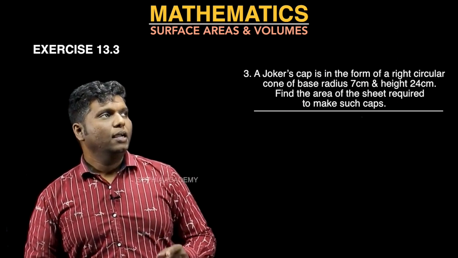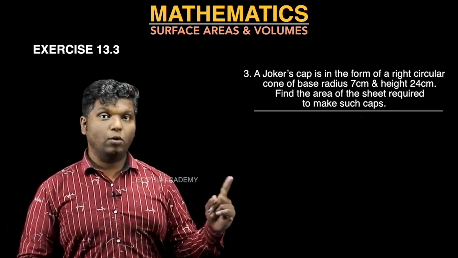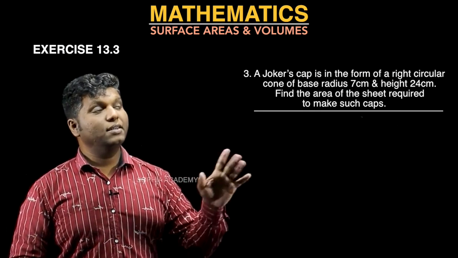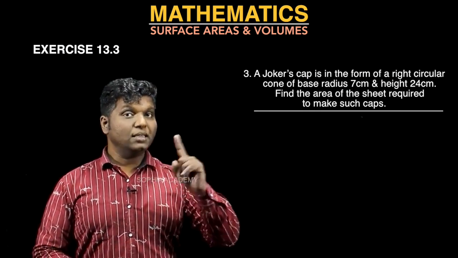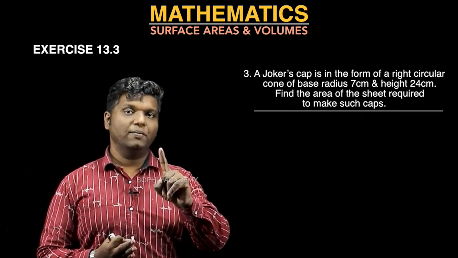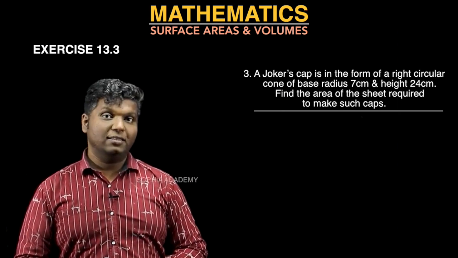Number one, it's in the shape of a right circular cone. Right circular cone means it's in the conical shape itself. Now the base radius is given 7 centimeter and the height is given 24. Base radius is given, height is given, slant height is not given. Now tell me whether we want to find slant height. Yes. Why?